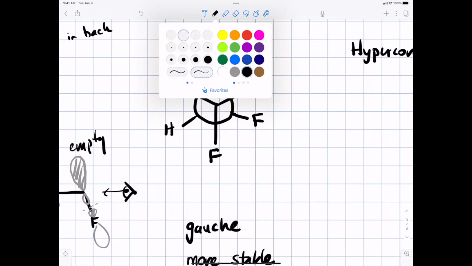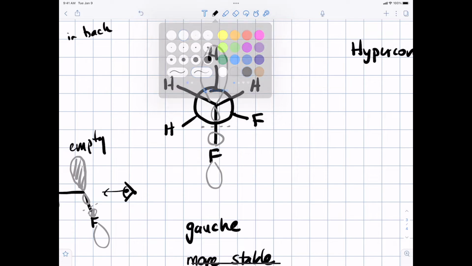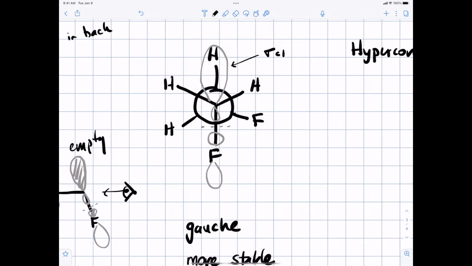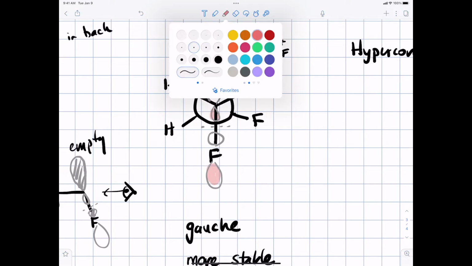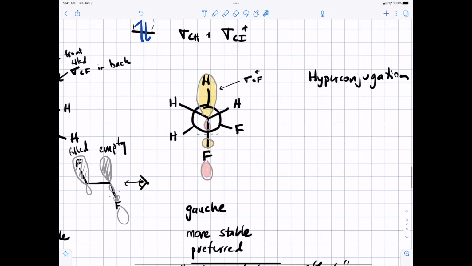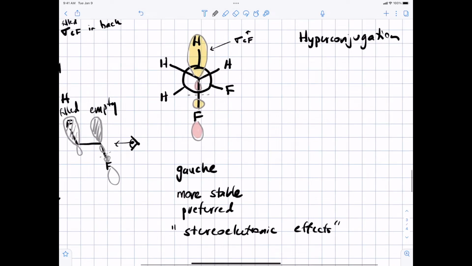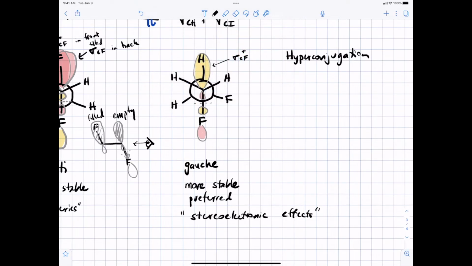All right, so we can do the same thing over here. Again, the carbon fluorine sigma antibonding sigma star antibonding orbital in the front. Oh, I put the pink and the yellow in different places. It's okay, it doesn't matter. But now, what's different? In the gauche conformation, what overlaps with that sigma star? Or rather, what kind of bond is it that overlaps with that sigma star in this gauche conformation?